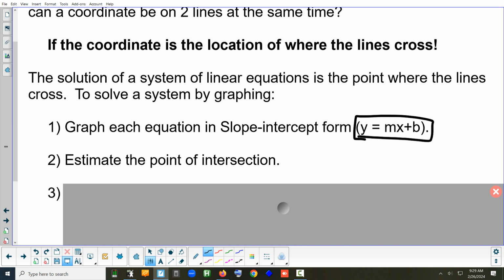So you're going to graph each equation. And when I say estimate the point of intersection, I'm hoping it's going to be pretty easy for you to figure out. It's not going to be a decimal. If you get a decimal, or it doesn't look like they cross in a nice spot, chances are you graphed it wrong.